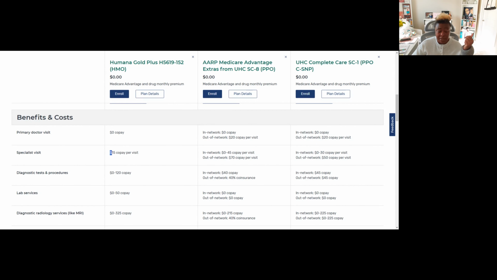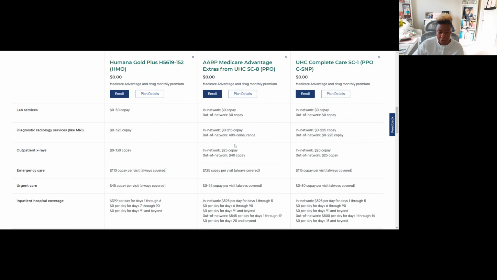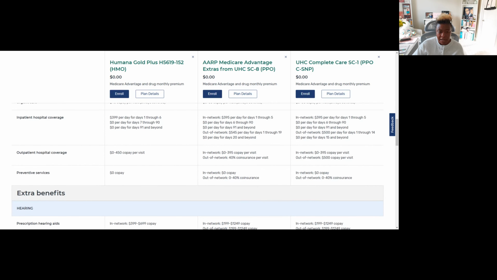Is Humana plan still strong with this $15 specialist visit? So I wouldn't count the Humana plan out. And I probably would count the one in the middle out, though. $395, $399, $395. Yeah. If I got to pick between these two, I already know I'm going to pick this complete care over this particular plan.